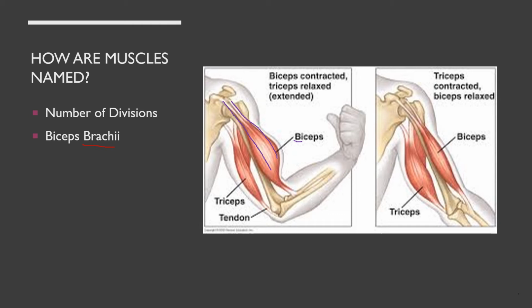The triceps are also named in this same way. The triceps have three portions. The other one's kind of hidden back there a little bit. So there are three sections to the triceps. We call that the tricep muscle because it has three heads, three divisions, or three sections.